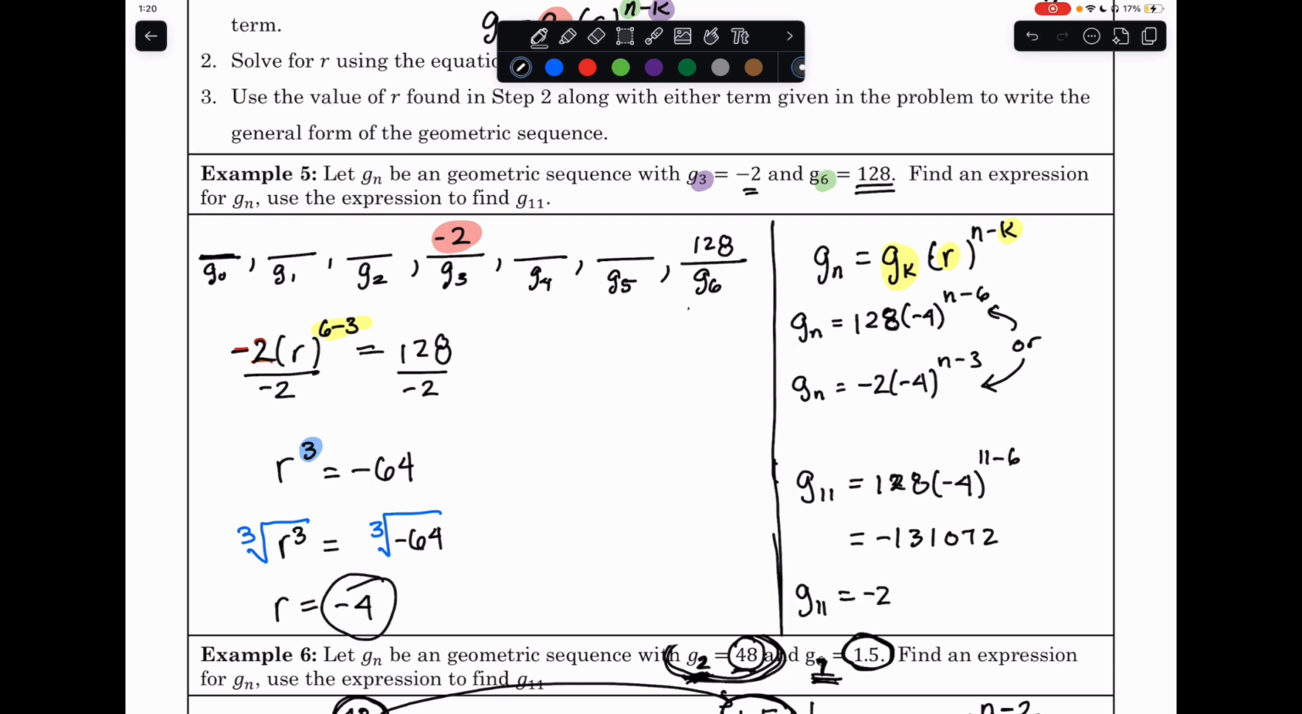And if I use the second formula to figure out g of 11, negative 2 times negative 4 to the 11 minus 3rd power, that also gives me a total of negative 131,072. Since 11 minus 3 is 8, I will get negative 4 raised to the 8th power, and then multiply that with negative 2, which, like I said, equals the same value. Okay? So this is your answer for g of 11.